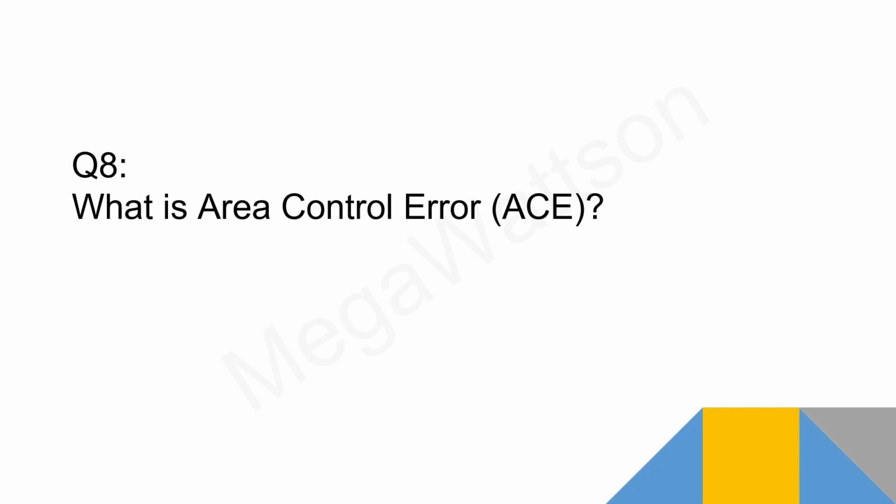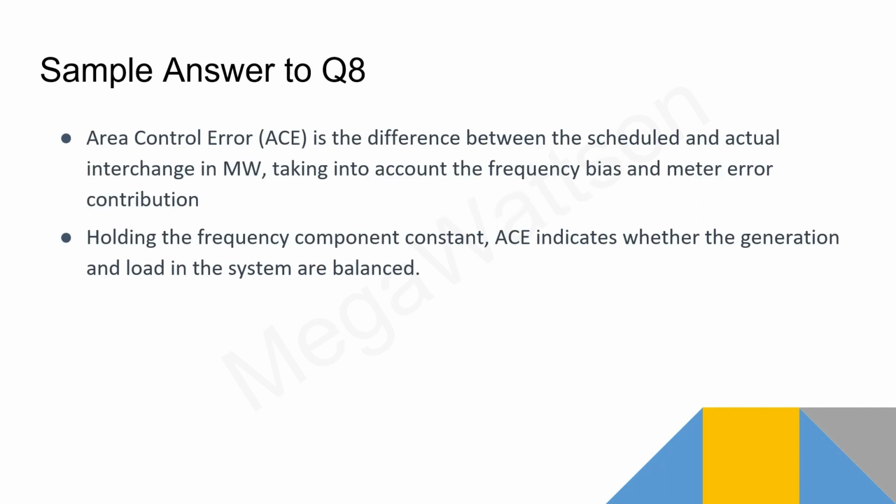Question number 8. What is area control error, or ACE? Area control error, or ACE, is the difference between the scheduled and actual interchange in megawatts, taking into consideration the frequency bias and meter error contributions. Holding the frequency component constant, ACE indicates whether the generation and load in the system are balanced.